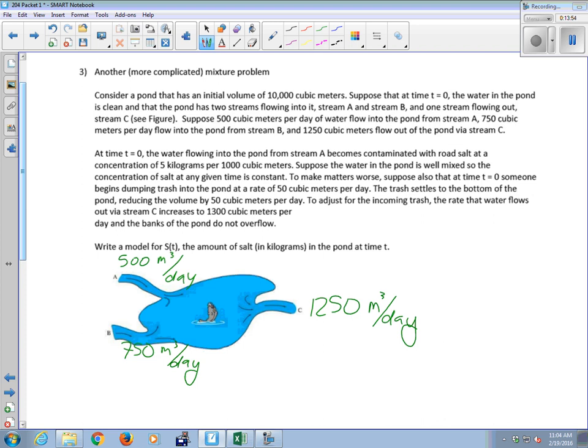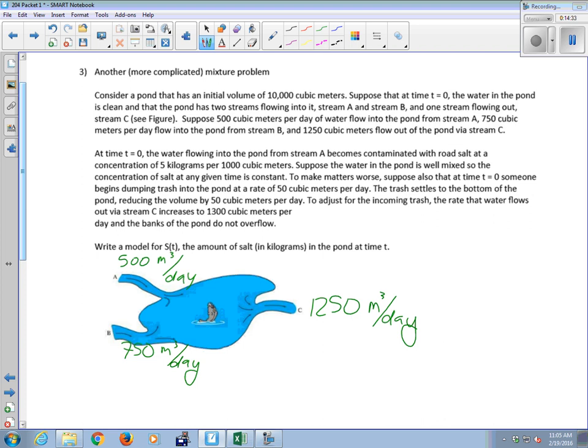Okay, so at time 0, the water flowing into the pond from stream A becomes contaminated with road salt at a concentration of 5 kilograms per 1,000 cubic meters. Let's suppose the water in the pond is well mixed, so the concentration of salt at any given time is constant. And to make matters worse, at time 0, someone begins dumping trash into the actual pond, not into one of the rivers, at a rate of 50 cubic meters per day. The trash settles to the bottom of the pond, reducing the volume of the pond by 50 cubic meters per day. That's a lot of trash.